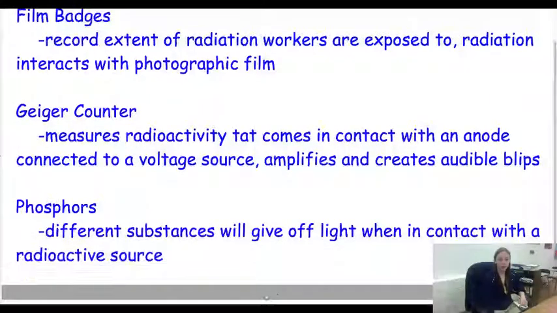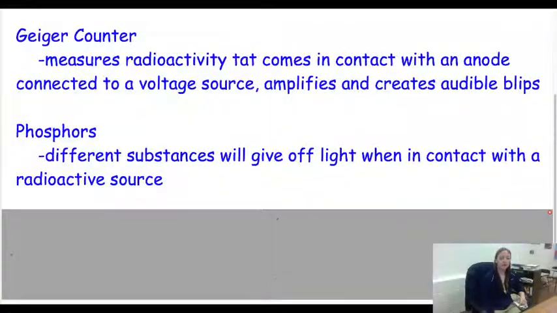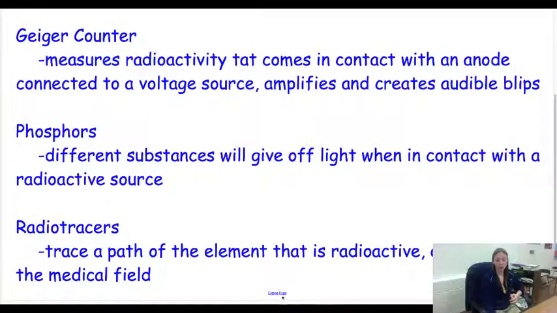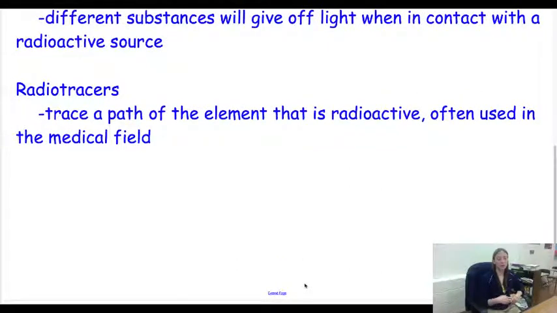You also then have what we call phosphors. Phosphors are where different substances will give off light when in contact with a radioactive source. So if I come in contact with some sort of radioactivity that I'm not supposed to, it will turn blue, or turn red, or give a certain bright pink light or bright yellow light when it comes into contact with radioactivity that I do not want to have. That's a phosphor.